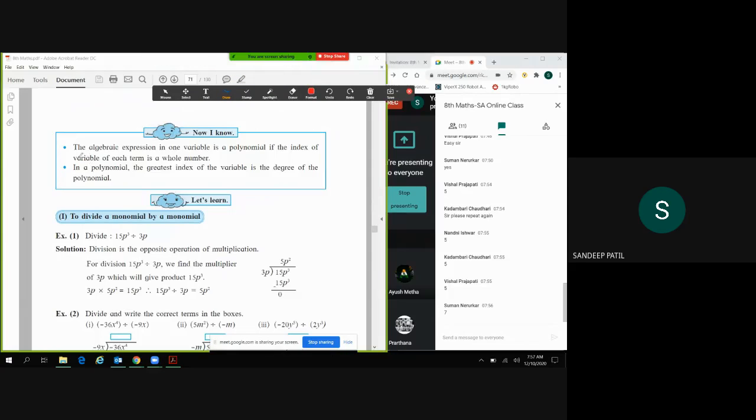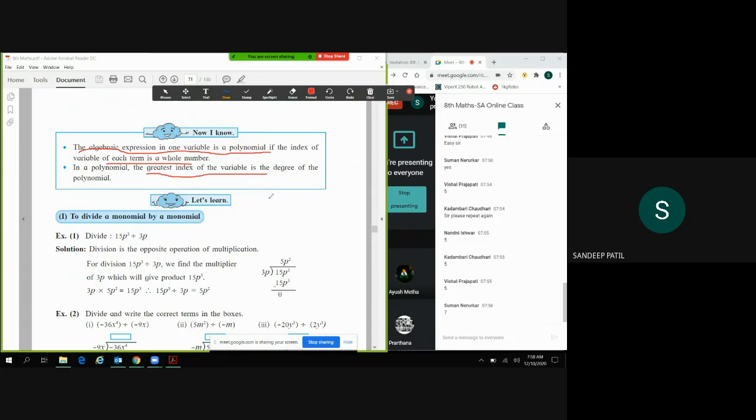So now we know that an algebraic expression in one variable is a polynomial if the index of the variable in each term is a whole number. In a polynomial, the greatest index of the variable is the degree of the polynomial.